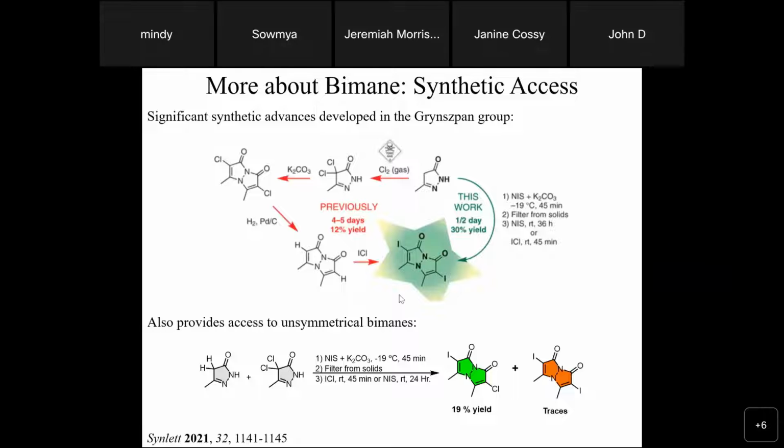Interestingly, in terms of accessing other structures, they also were able to demonstrate the ability to obtain the unsymmetrical bimane, that is the one which has, through a slight modification of the conditions, an iodo-chloro unsymmetrical bimane, which provides further accessibility to a variety of broader or extended fluorophores.